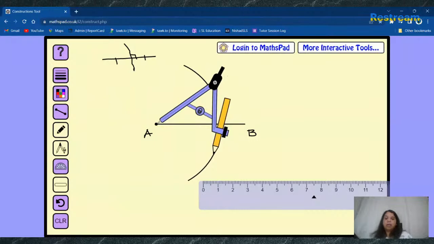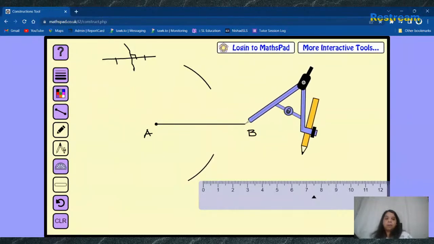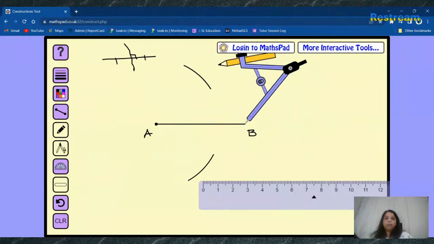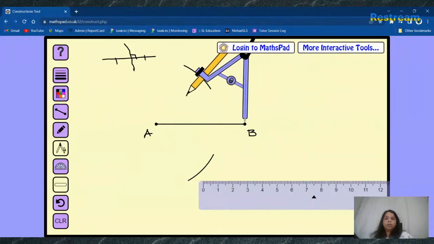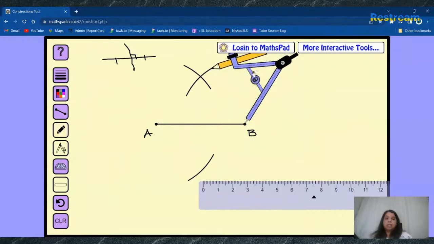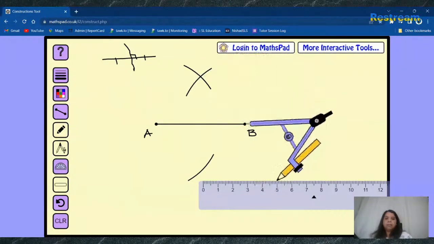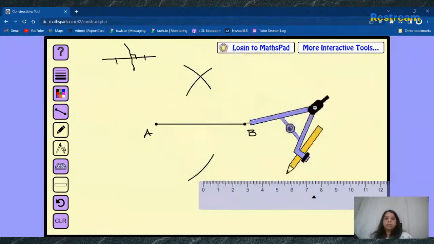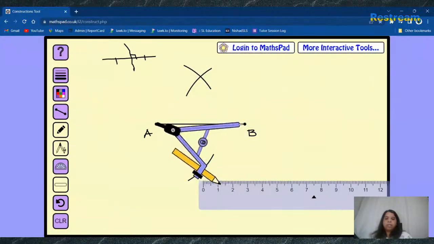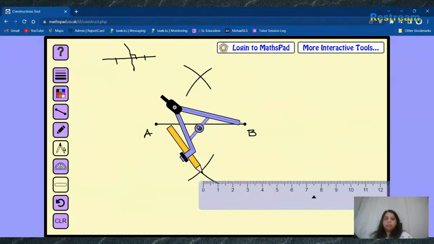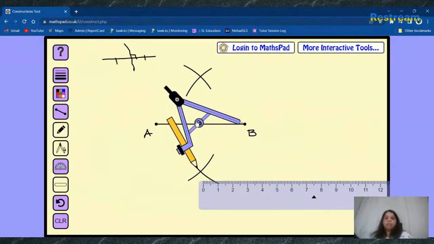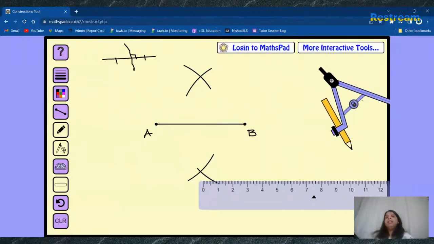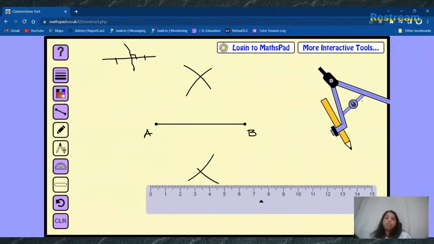Okay, now you're going to take this point, put it over here, and then draw another arc crossing this arc, and similarly crossing this arc. Okay, this one is very sensitive. So okay, now if you see, we have 2 points. A line needs a minimum of 2 points to join it.